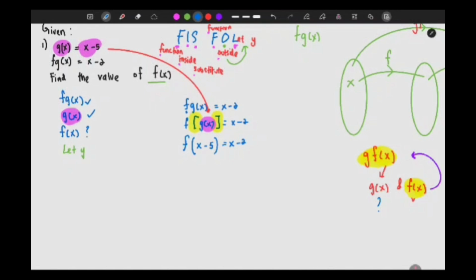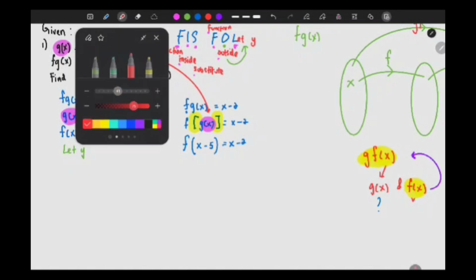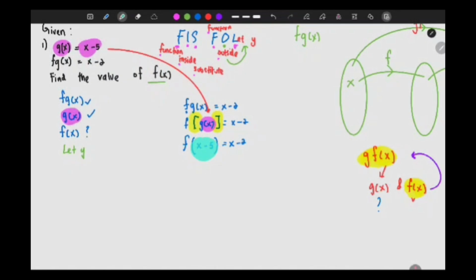So now your function outside, right? You're finding the fx, right? And you should let Y. So do the side working. So you let Y to who? To the inside the bracket. Always let y to the inside bracket one. So you let y to x minus 5. So you let y find the x. Always remember, let y find the x, start with single y and then end with single x.